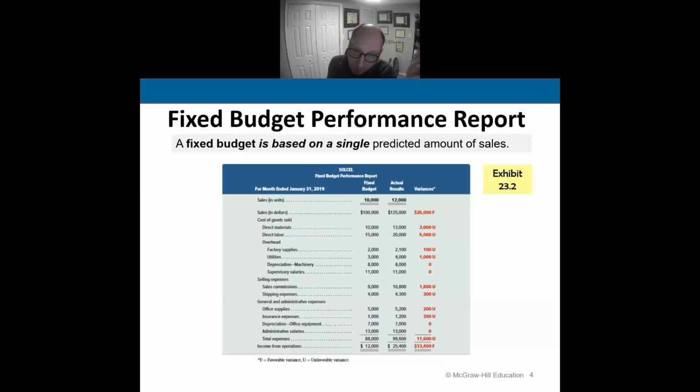That's nice. We see where the variance is. Remember, the word variance means difference. And here's how I figure my variance. I take my actual minus the budget. Actual minus the budget will give me my variance, my difference. So 125,000 actual sales, 100,000 budgeted sales gives me a variance of 25,000.